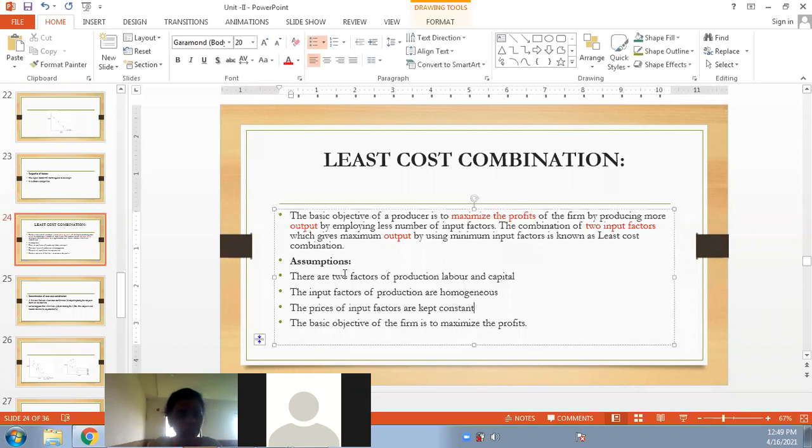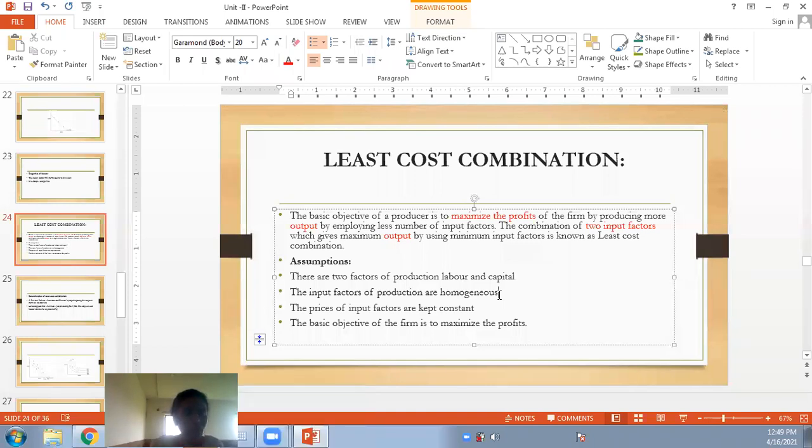Now, what are the assumptions of this least cost combination? There are only two factors of production, and all the other production factors are kept constant. That is the first assumption. Next, the input factors of production are homogeneous. Homogeneous, heterogeneous. Basically, guys, homogeneous means that what labor 1 is able to do, labor 2 will also be able to do the same thing. What X produces, Y will also produce the same quantity. In such a case, we call them homogeneous inputs.